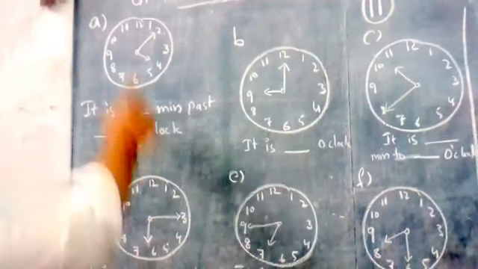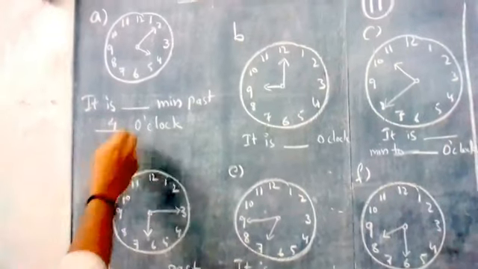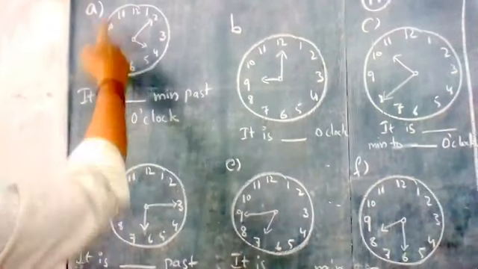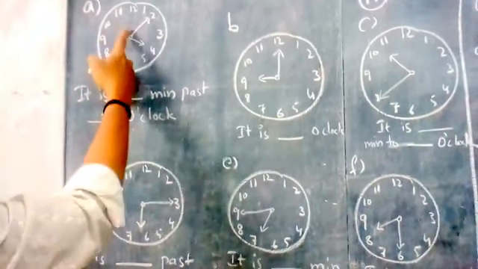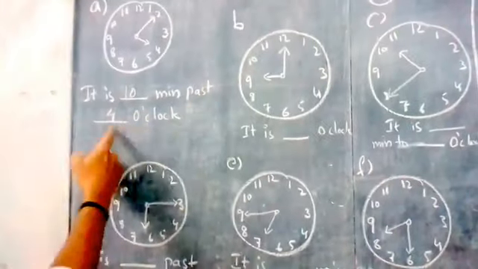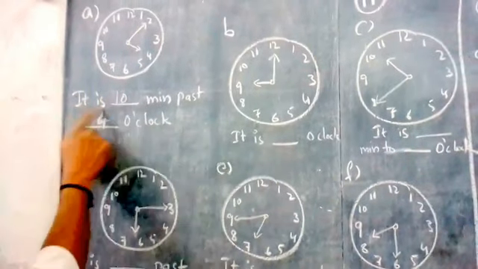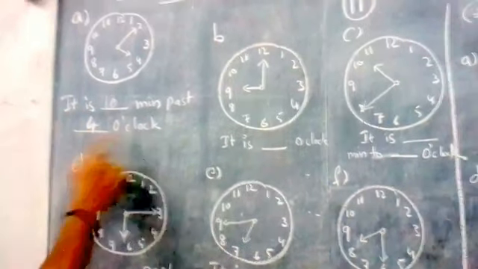The short hand is representing 4 here, so it is 4 o'clock. 4 has already passed. How many minutes have passed here? For 4 o'clock exactly, it should be on 12. And already it has passed 5 minutes, 10 minutes. So 10 minutes past 4 o'clock. The time is 10 minutes past 4 o'clock.